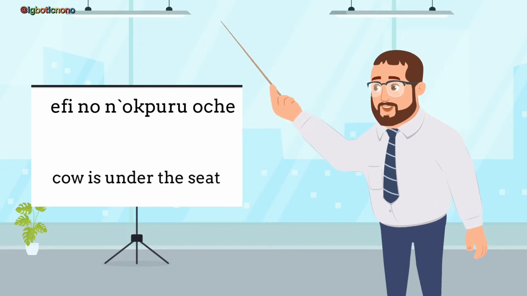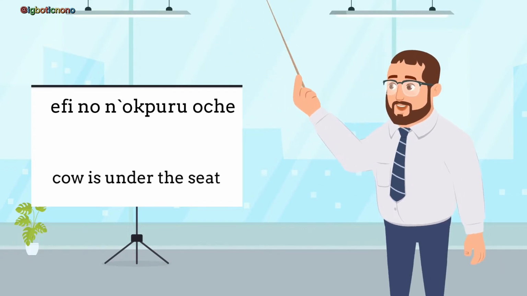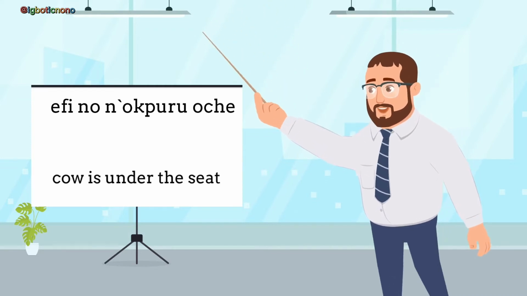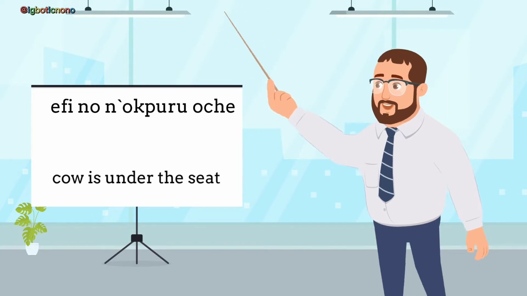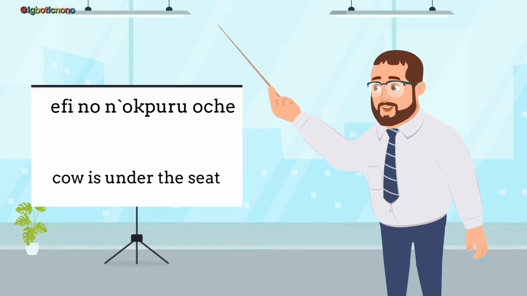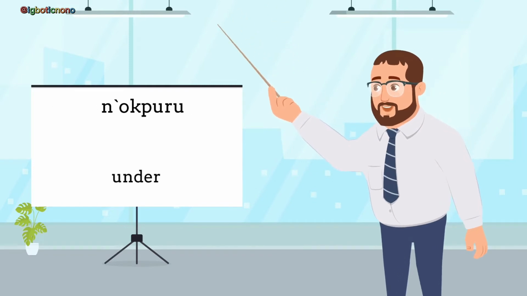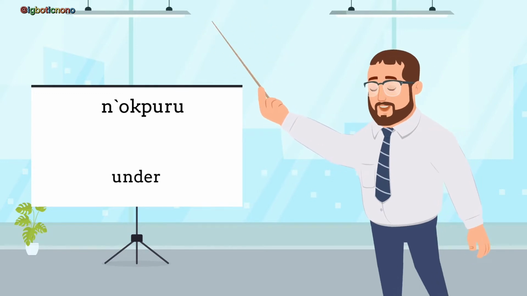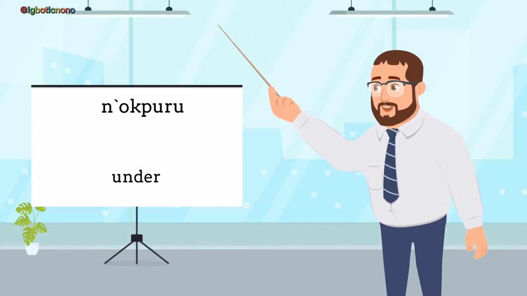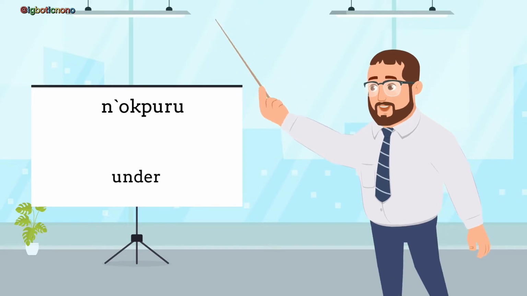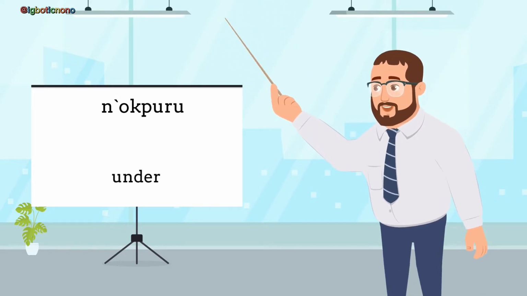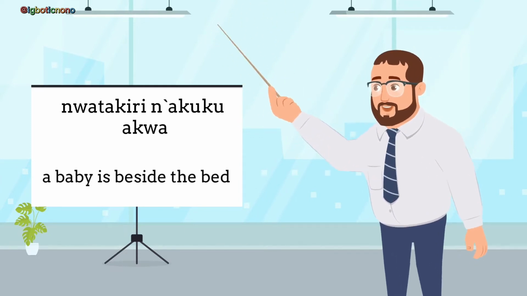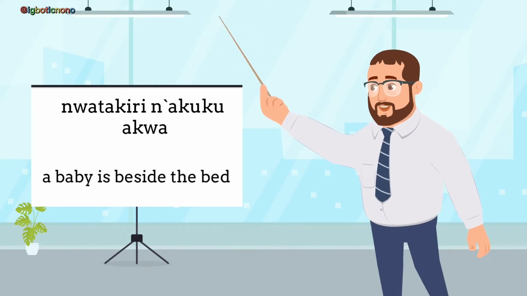Efi nọ n'okpuru oche. Cow is under the seat. So the preposition here is under, n'okpuru. I hope you remember that the prepositions we have learned now are on and under.